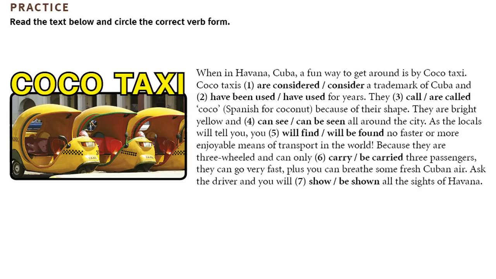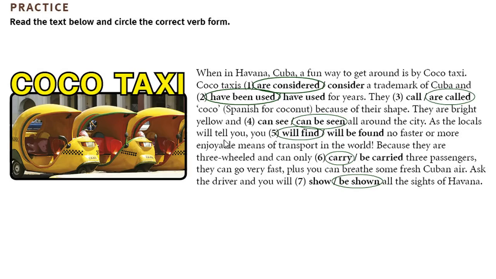Practice. Read the text below and circle the correct verb form. Answers are: when in Havana, Cuba, a fun way to get around is by cuckoo taxi. Cuckoo taxis are considered a trademark of Cuba and have been used for years. They are called cuckoo, Spanish for coconut, because of their shape. They are bright yellow and can be seen all around the city.